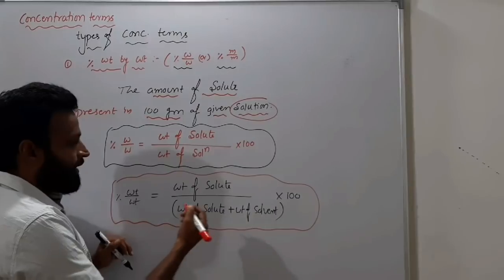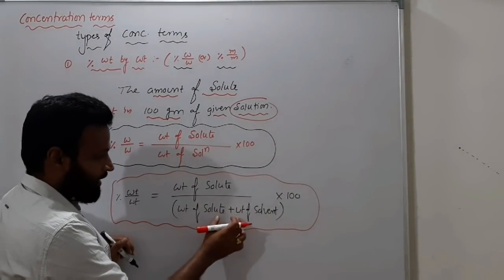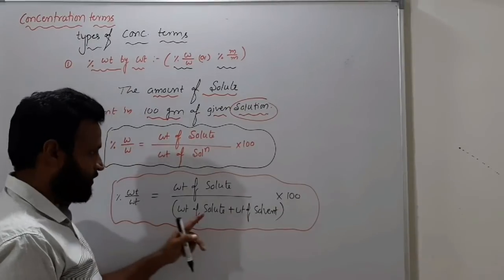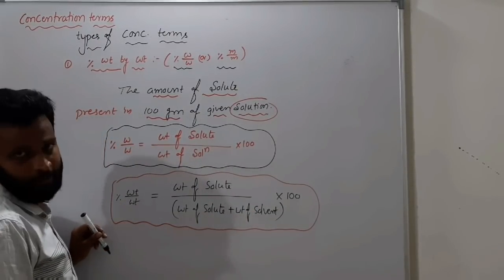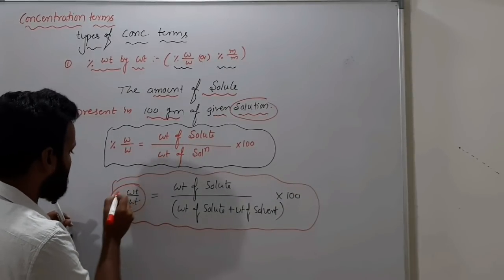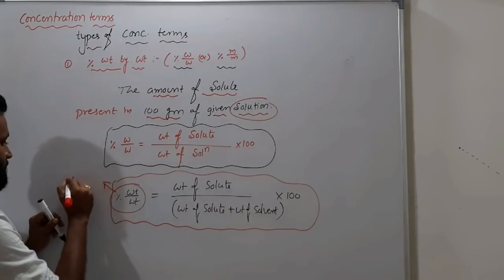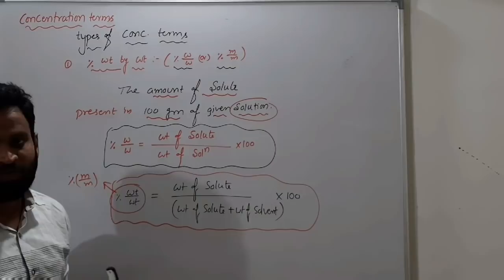So weight of solute and solvent individually, if they are given, you have to take both here. Weight of solute plus weight of solvent into 100. So this is percentage weight by weight, or else we can also write this as percentage M by M, mass by mass, which is very important for us.